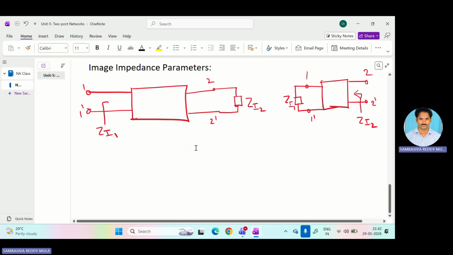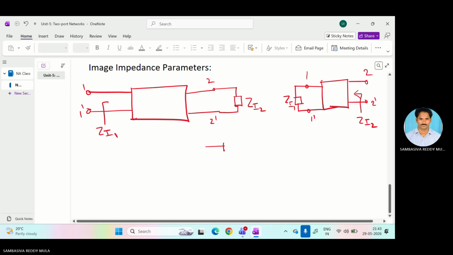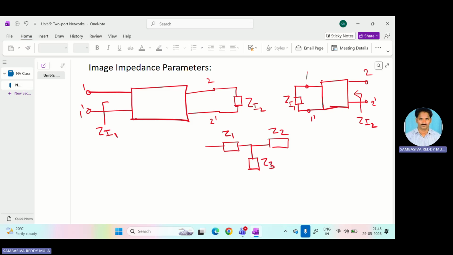Now let us consider a T network and find the expression for the image impedances for the given T network. So let us consider the T network like this. This is impedance Z1, Z2, and this is Z3.